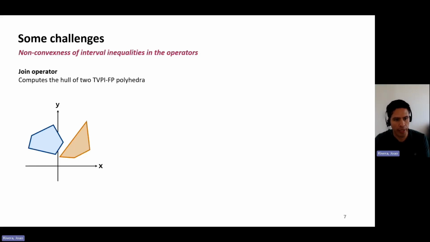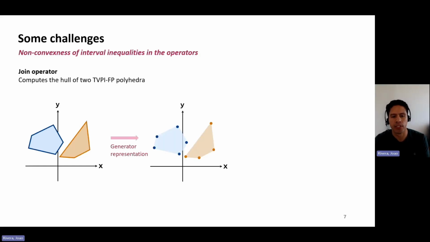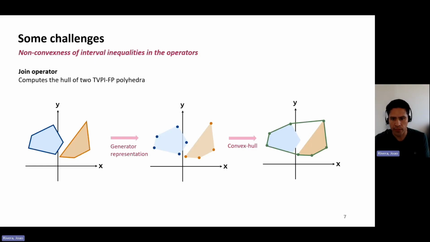For example, in the join operator, just as it's done in the standard integer TVPI, if you have two polyhedra and you want to compute the join, you first translate them into their generator representation. The generator representation is just translating the interval coefficients into a representation of only vertices and rays. In this case, there are only vertices for both polyhedra. Over these two sets of vertices, you can compute a convex hull. You can identify the vertices that are part of the convex hull, and then convert these vertices back to inequalities, to constraints, basically.